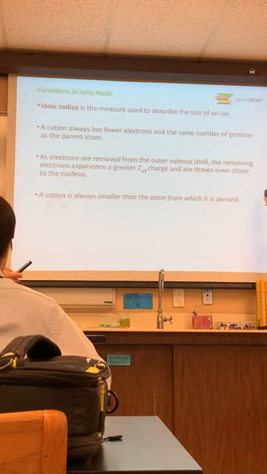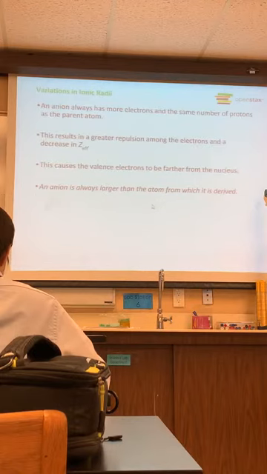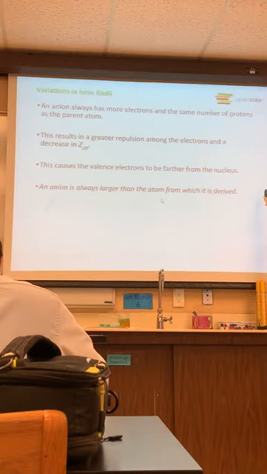So our cations are always smaller than the atom from which it's derived, we call it the parent atom, versus the anion. It's always going to be larger than the atom from which it's derived. Putting in an extra electron, that electron will repel all the other electrons, try and get a little bit further away.